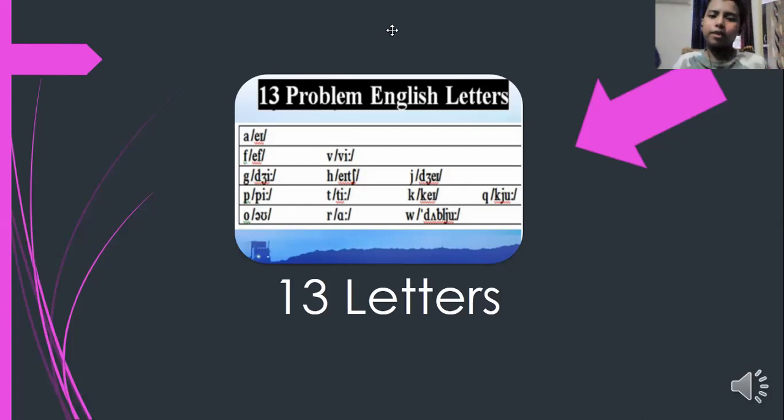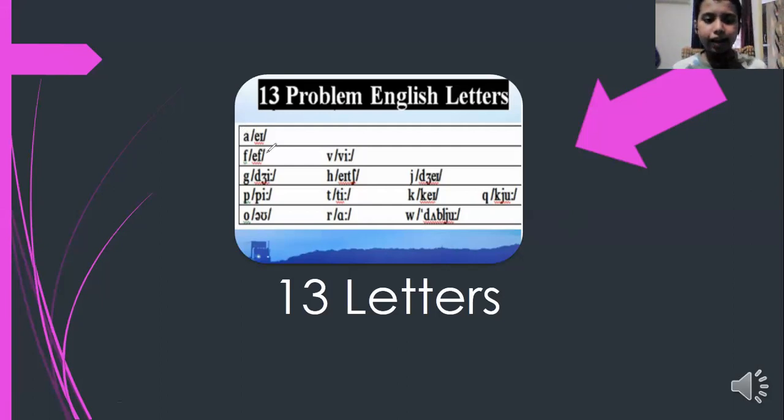And among the 13 problem letters, there are one or two letters whose pronunciation is especially problematic. So now I'm going to pronounce the 13 problem letters, and then I will finish my presentation. At first I will select my annotating system, so I can easily show you where I am and what I'm writing. Let's start reading the 13 problem letters.